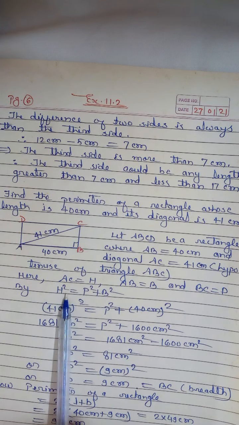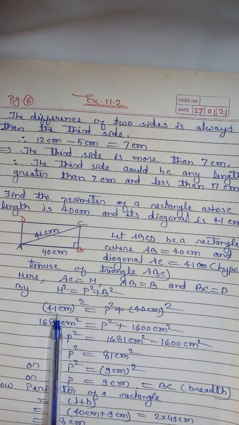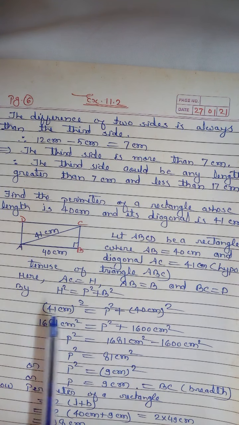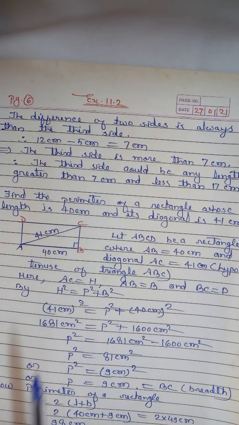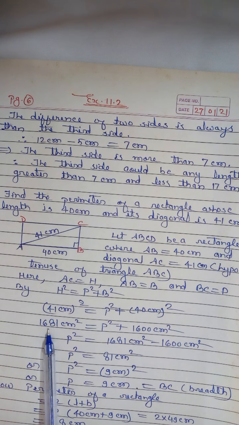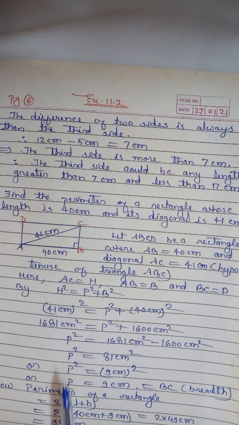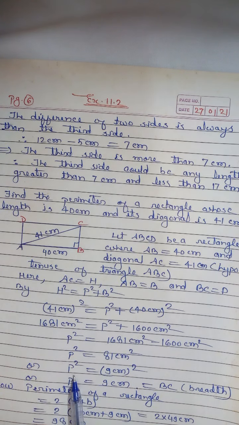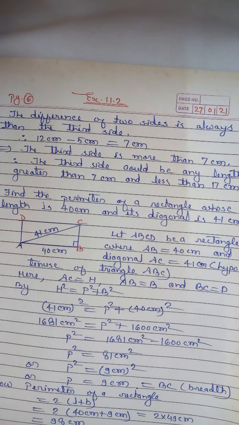So by using h square equals p square plus b square, when we substitute the values, it gives us the square of 41 centimeters equals p square plus the square of 40 centimeters. It gives us 1681 square centimeters equals p square plus 1600 square centimeters, which gives the value of p as 9 centimeters, which is the breadth of the rectangle.